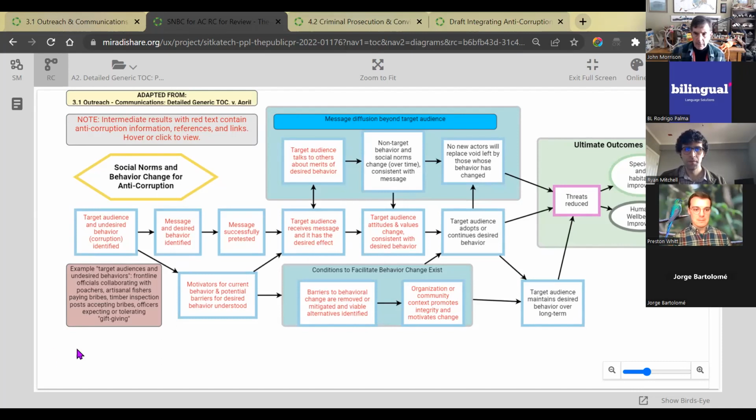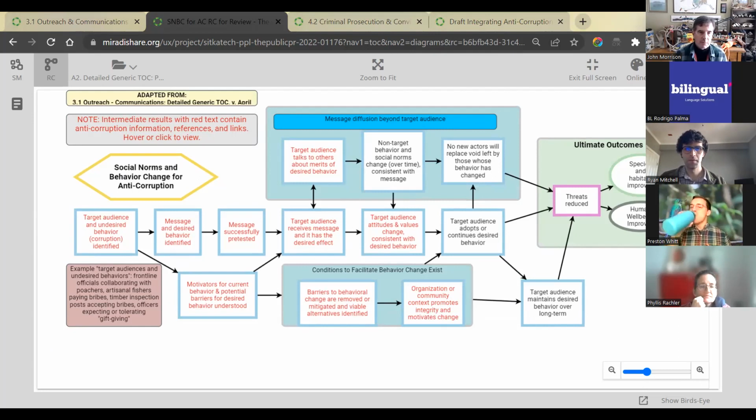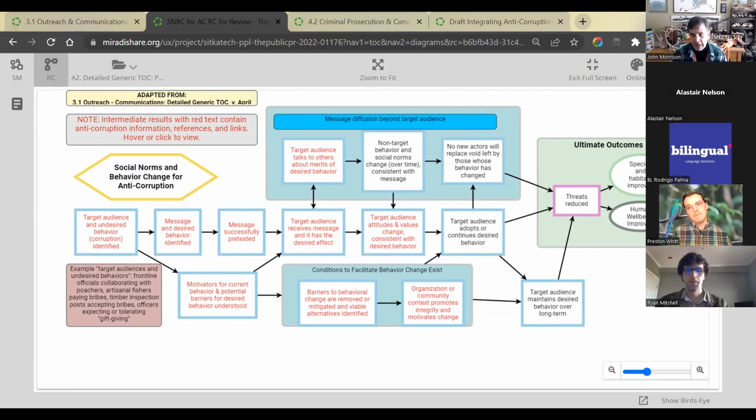Go ahead. Thanks, Preston, and thanks for the presentation. You know that I'm a big supporter of you guys doing this and providing these results chains for us, because I really think it's going to help the conservation community digest and use your work. I'm thinking out loud, but I think there might be an issue. Let's pretend that in this case, the threat is poaching. In order to reduce poaching that is confounded by corruption, there are probably other strategies that you're going to use. And I think it would be helpful if you showed those other strategies.